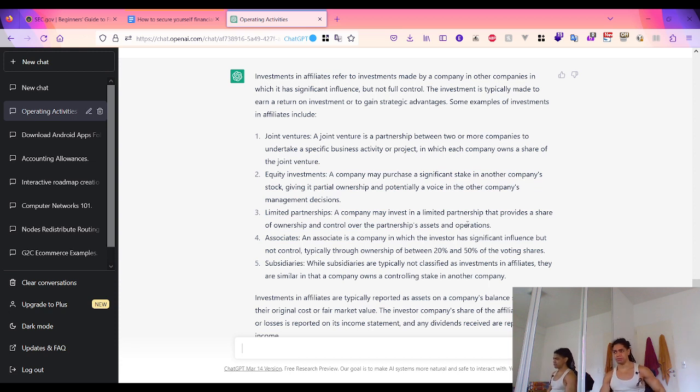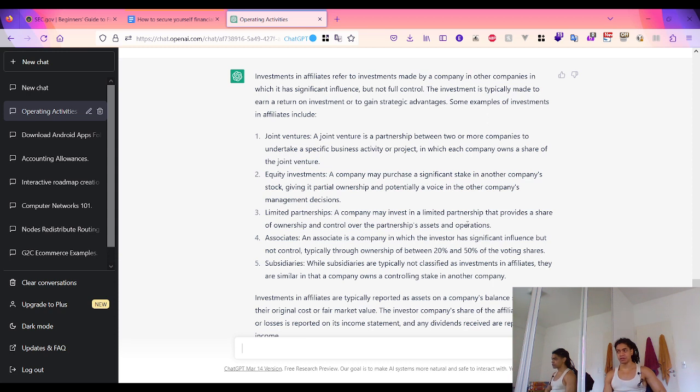And this is very important as you build your YouTube channel. Investment in affiliates is something that you want to do there. It's not necessarily investing in a company or another YouTube channel with cash, but also in their content and their user base. And an example of this is joint ventures.